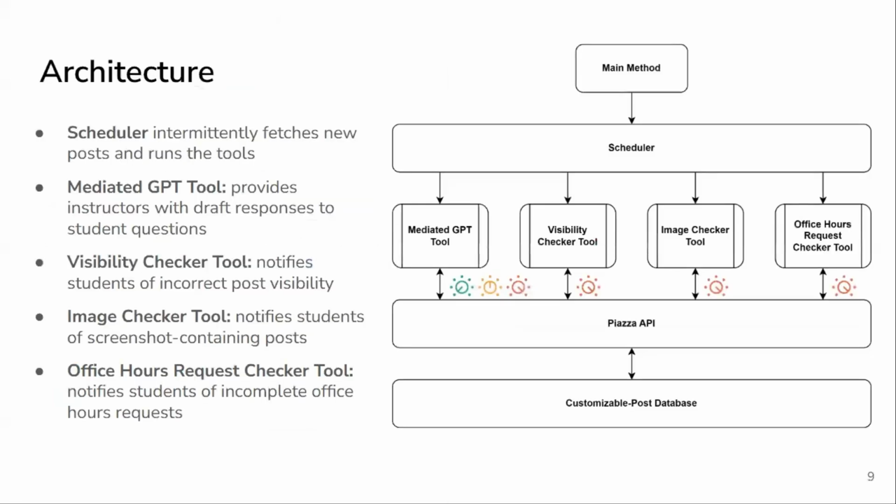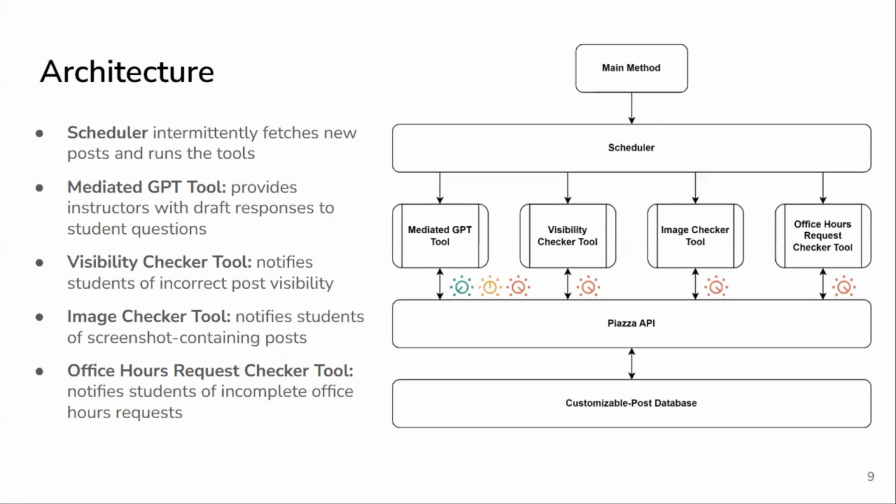So this is the overall architecture of our system. First, a scheduler essentially just fetches new posts, basically posts that have been made since the last time this tool has been run, and sends them to our four tools. So this mediated GPT tool is the first one I showed, and that is the one that drafts the instructor response. The visibility checker and image checker tools I just went over. The office hours request checker tool I haven't covered in the paper because it's still in progress, but there is a preliminary version.